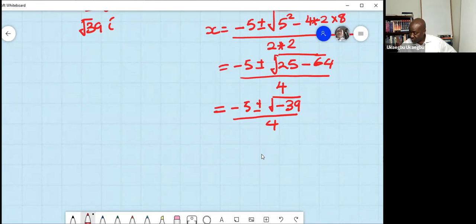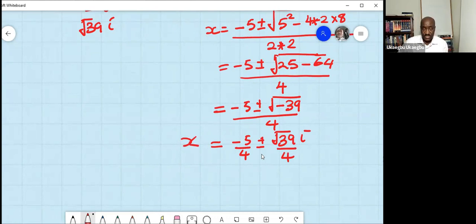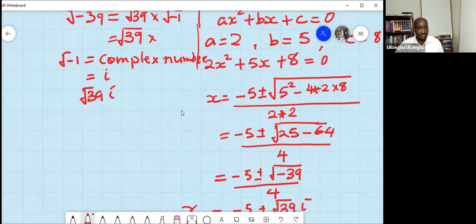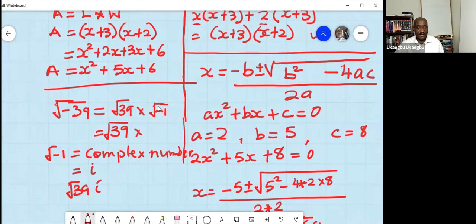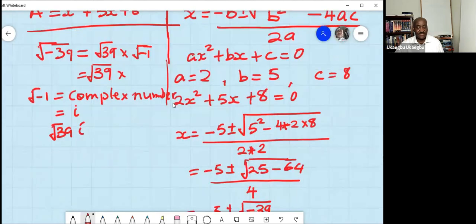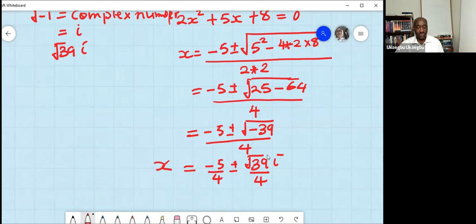So if we come back to this expression, we are going to get negative 5 over 4 plus or minus the square root of 39 i divided by 4. And that's our x. You see how factoring and the quadratic equation ended in giving a complex number.